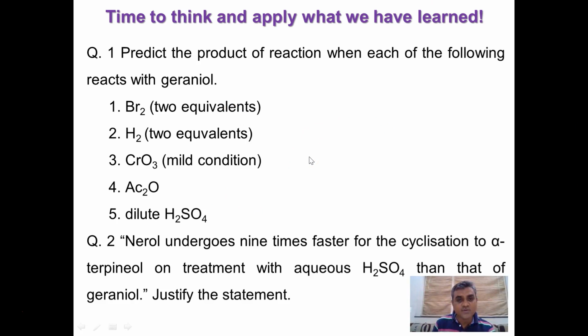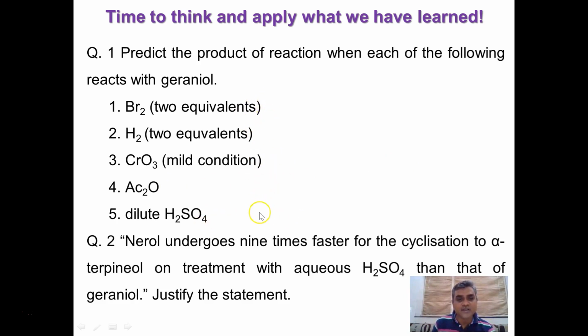What are the variety of problems likely to be asked in the examination? One can ask, predict the products of the following reactions. Students will be asked to write the products of reactions of geraniol with bromine, hydrogen, then CrO3 oxidation, acetic anhydride, and dilute acid. So we have seen it contains 2 molecules of bromine, 2 molecules of hydrogen. It gives citral, monoacetate is formed, and here it forms alpha terpineol.